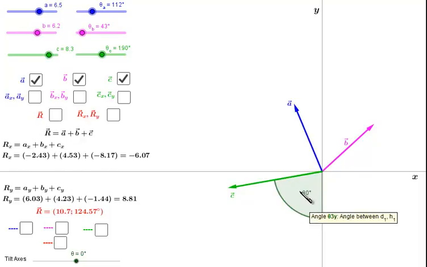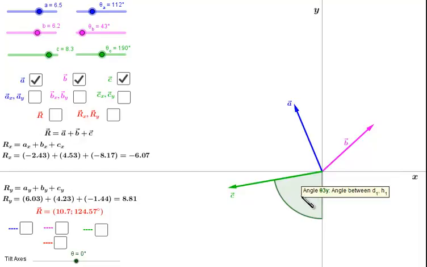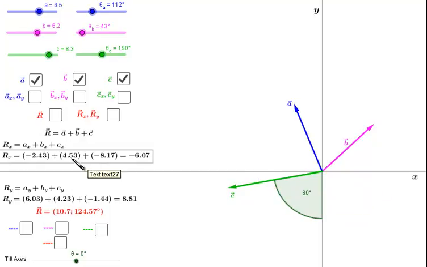In many problems, you'll be given these angles in a more direct manner. You won't necessarily be given the angle measured counterclockwise from the positive x direction. So you need to be flexible. No matter how the vectors are given to you, you need to be able to find these acute angles, and then find the corresponding scalar components. Of course, this is 43, so that's easy enough to see, and that would make this 47.